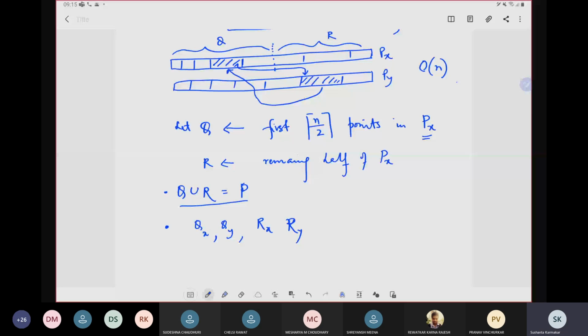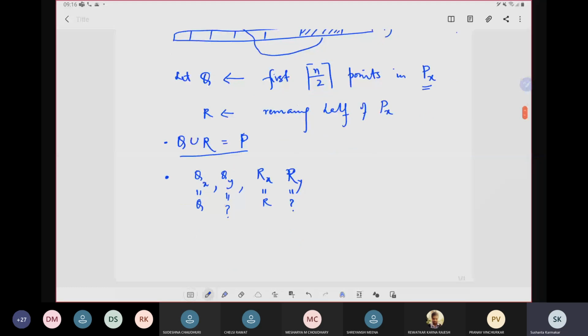Order. So essentially I can say this is equal to Q, because Q is this and Qx is the same as Q. But see Qy, what is that? I do not know. I have to sort this part, because it is the same set Q, but now it has to be sorted according to Y coordinate. Rx similarly is essentially equal to R, but what is Ry, that I am not very sure. I have to calculate Ry.